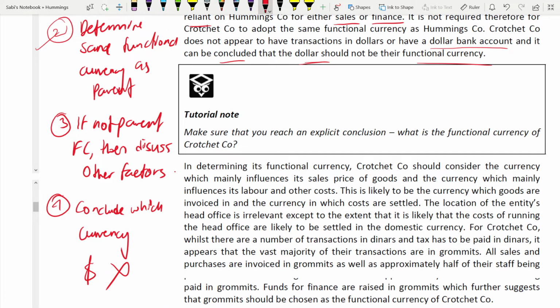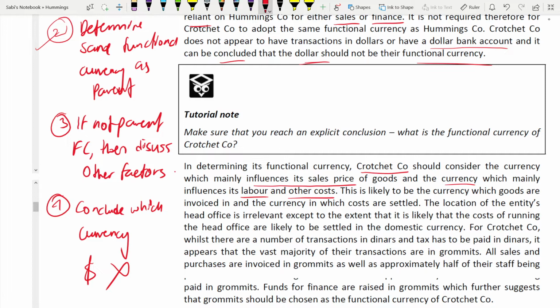So in determining functional currency, this is from your knowledge only. Textbook is there. In determining the functional currency, mention the name of the company. Don't write general answers. The company should consider, which company? Crochet company should consider the currency which mainly influences the sale price, which currency they get their sale price of the goods in. They have to see that currency, or the currency which mainly influences labor and other cost. This is from your textbook. Simple, pure knowledge. If the majority of your sale price is in a particular currency, or labor or other cost, that currency you take as the functional currency.